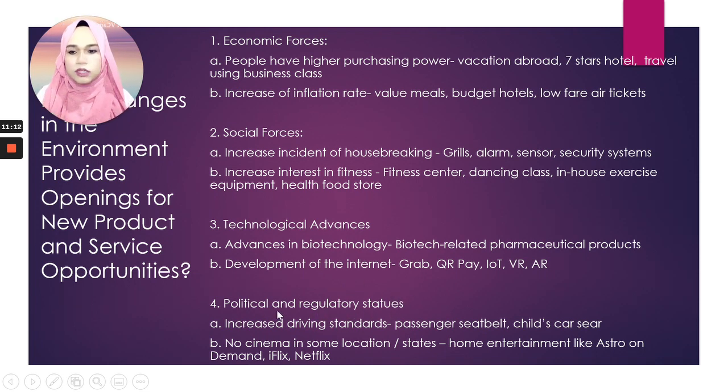The next one is the political and regulatory status. This is related to politics, and also rules and regulations. Here you will be able to see, for example, increased driving standards, no cinema in some locations. But the one that is so near to us now is because of COVID-19, so the government has imposed that all outlets follow the SOPs.